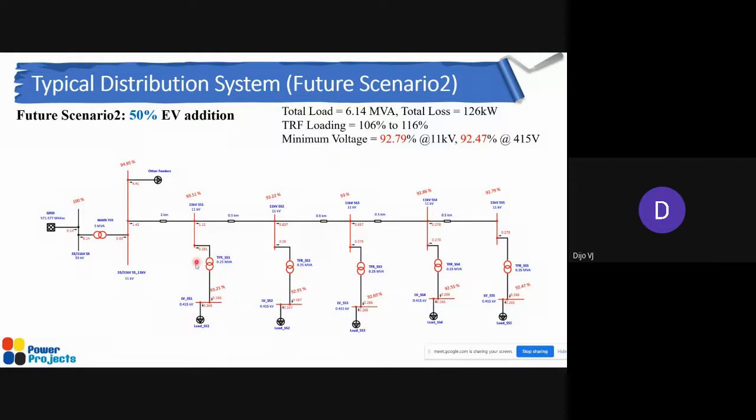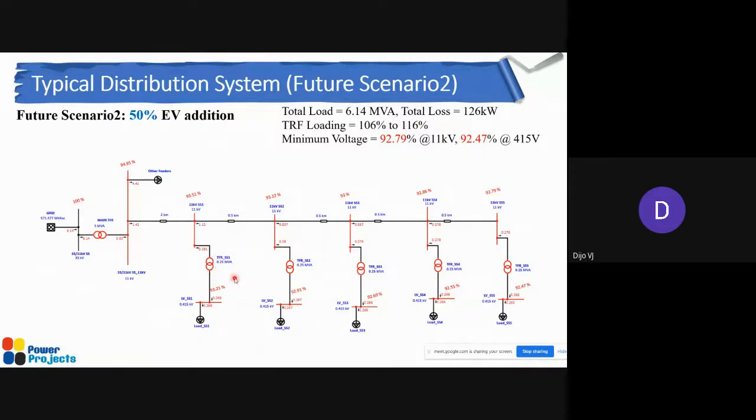So if the utilities don't take action, and we are discussing the local level, not the overall grid level, utilities have to assess their available systems in order to take care of this heavy demand from EV addition, which can happen within a few years down the line. And I don't think all the distribution transformers can be changed within a few years. That is almost impossible.